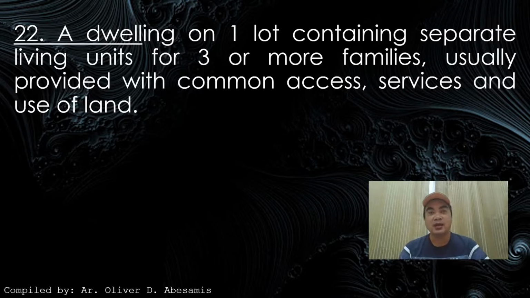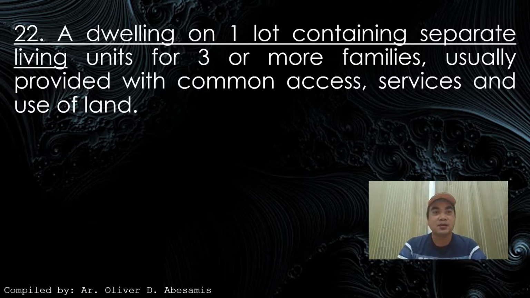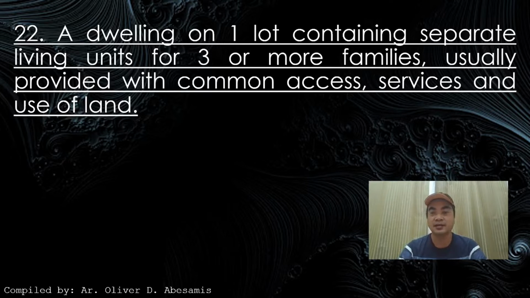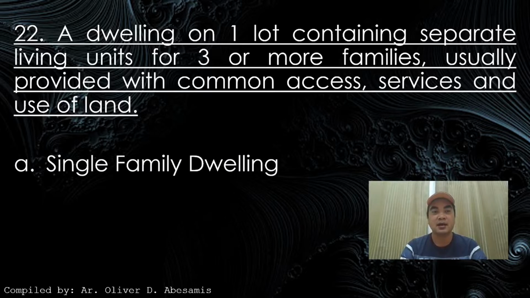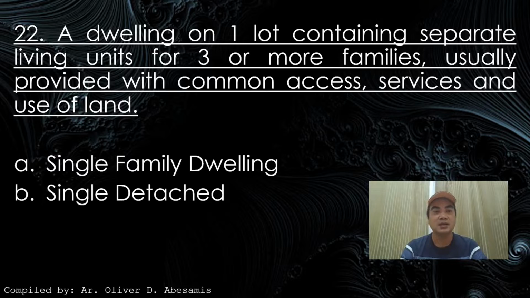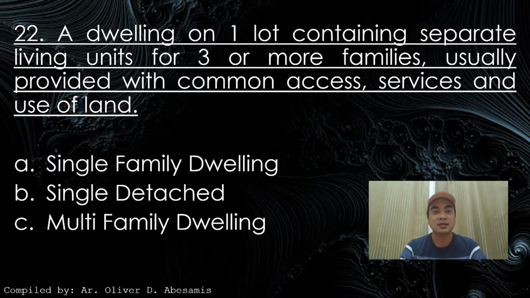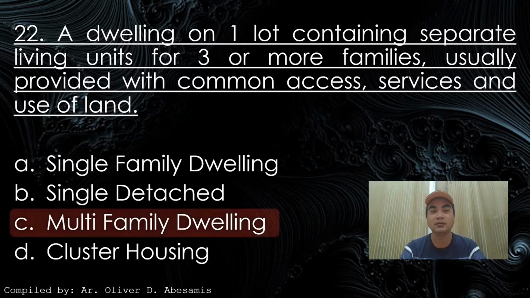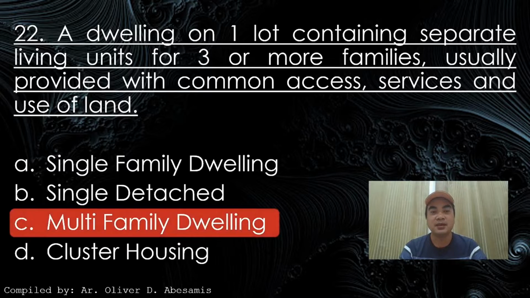22. A dwelling on one lot containing separate living units for 3 or more families, usually provided with common access, services, and use of land. A. Single family dwelling. B. Single detached. C. Multi-family dwelling. D. Cluster housing. Answer: C. Multi-family dwelling.